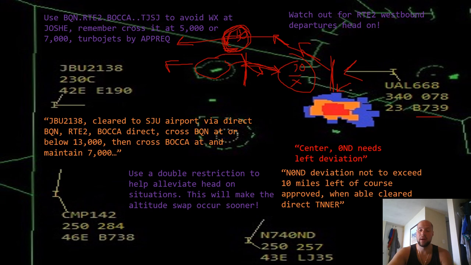That being said, if we're going to respect restricted area 7105, the 7110 in chapter 2, when we're talking about weather, we could, first off, say unable the request, but we're not going to do that. We can set a limit. We can restrict how many miles left of course the aircraft can fly. And that's exactly what we're going to do. November 0, November Delta, deviation not to exceed 10 miles left of course approved when able, clear direct Tanner. You see how that works out?